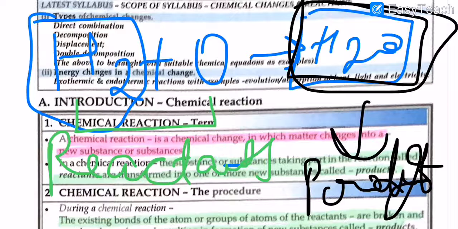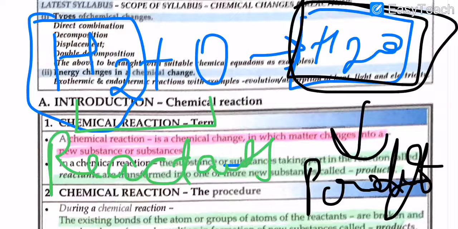Second one, chemical reaction, the procedure. So now that we've got to know what chemical reaction as a term stands for, what do you think chemical reaction as the procedure stands for? As in, what is the procedure of a chemical reaction? What procedure does it go under to form a chemical reaction?